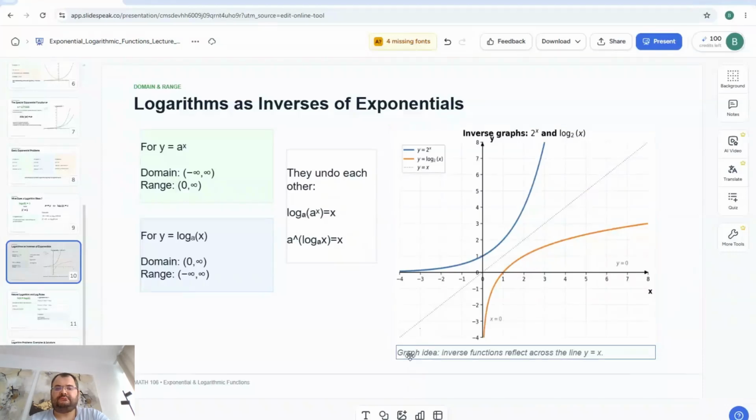And on the right side, you can see the 2 to the x and logarithm base 2 of x functions. 2 to the x is the standard function that we know, which is the function in blue color, and logarithm base 2 of x is the orange function. And since they are the inverse of each other, they are also reflections of each other with regard to the line y equals x.